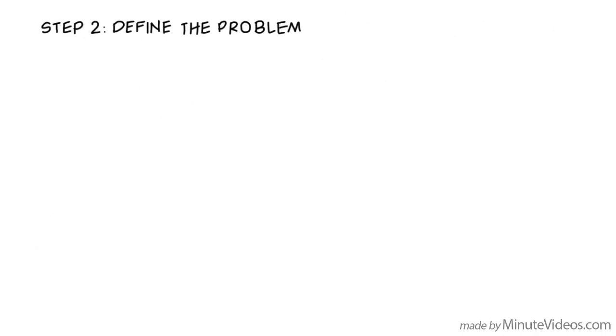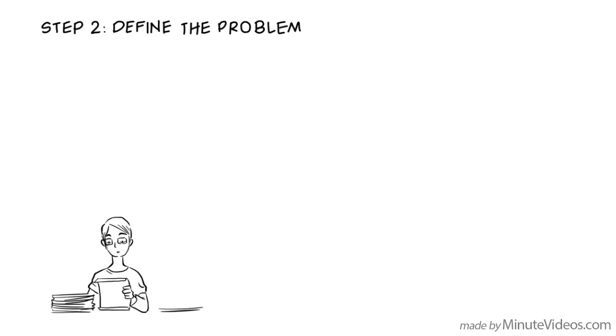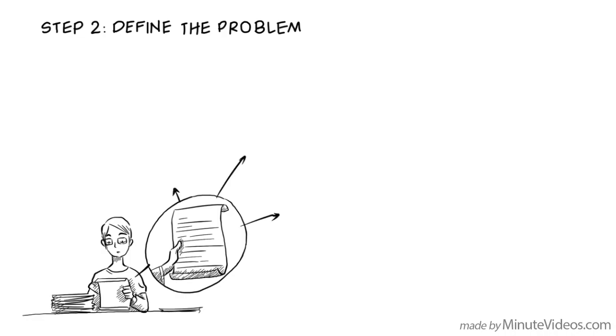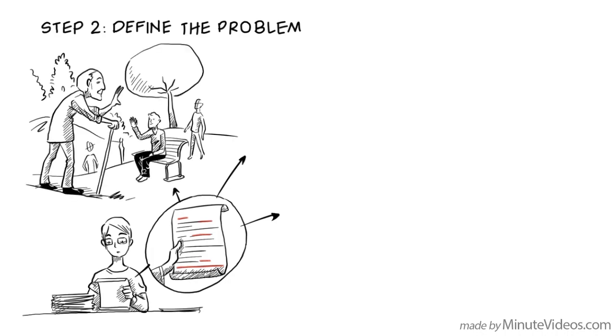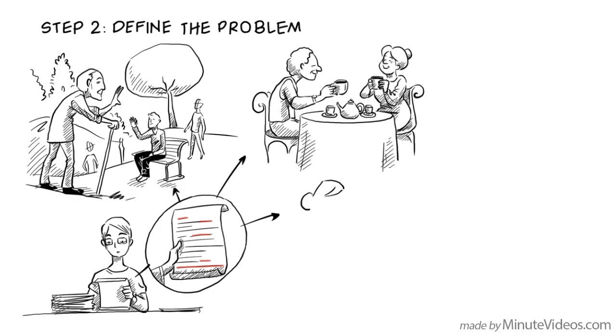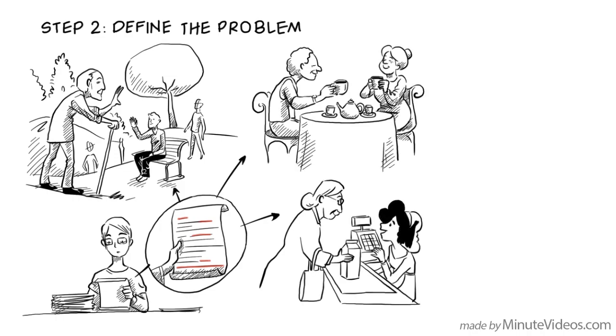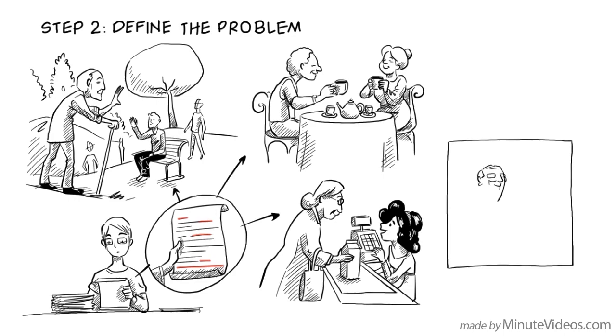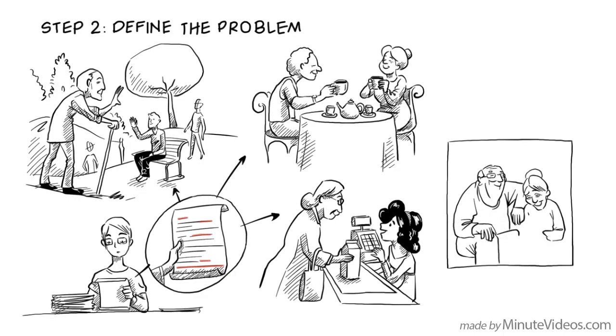Step 2. Define the problem. Looking at the interviews, you can now understand the actual needs that people are trying to fulfill with certain activities. One way to do that is to underline the verbs or activities that the people mentioned when talking about their problems, like going for a walk, meeting old friends for tea, or simply going grocery shopping around the corner store. You might realize it's not so much about going out, but more about staying in touch.